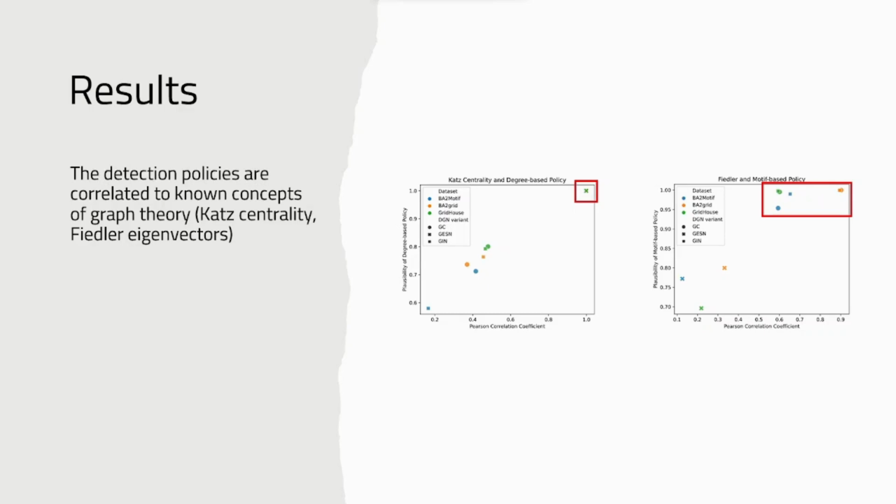Lastly, we draw connections from our findings to topics in the graph theory literature. In particular, learning the degree pattern is similar to computing the degree centrality score for each node in the graph, while learning the motif pattern is connected to computing the Fiedler eigenvectors, which are related to the graph connectivity.